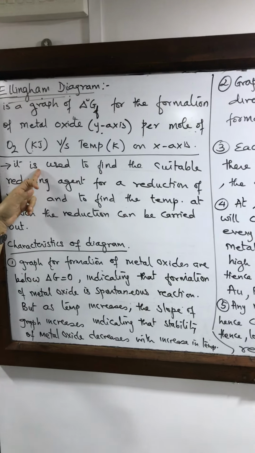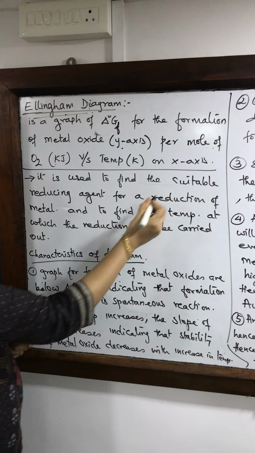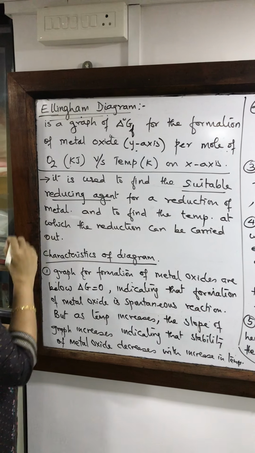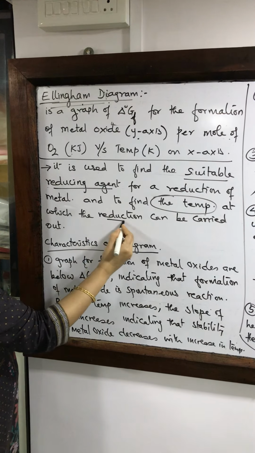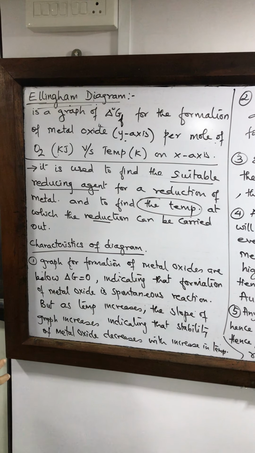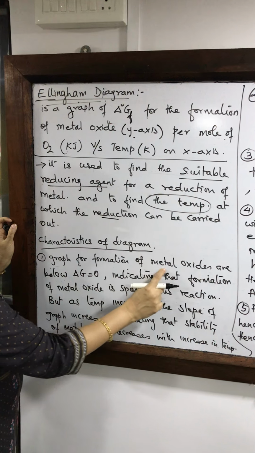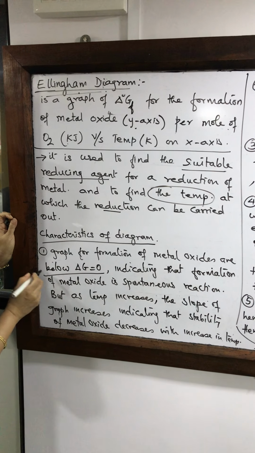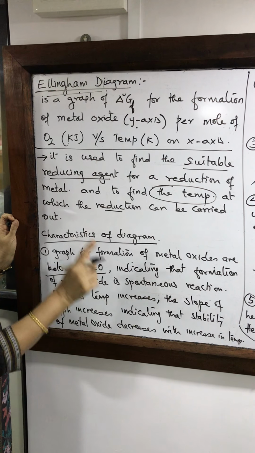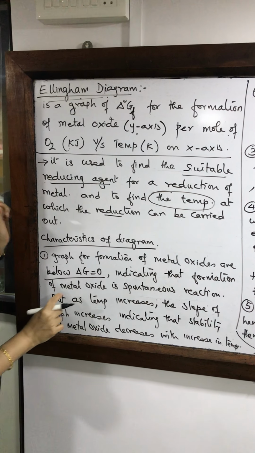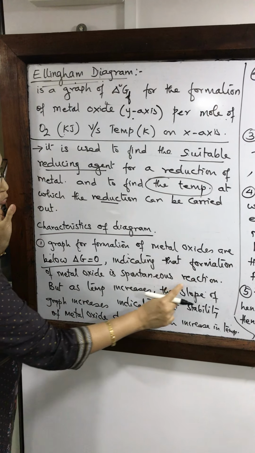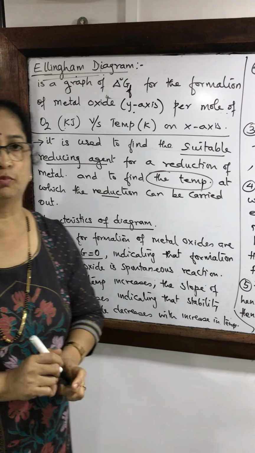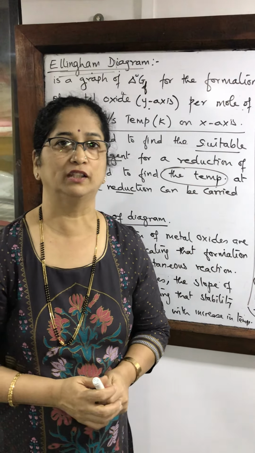As I have told, Ellingham diagram is used to find a suitable reducing agent and to find the temperature at which the reduction can be carried out. Let us learn about the characteristics of this diagram. The first characteristic I just mentioned, that the graph for the formation of metal oxide is below delta G equal to 0. That means all the values that are seen there are negative values. Negative value of delta G means the formation of the metal oxide is a spontaneous process. We all studied that spontaneous process means the process that takes place on its own.